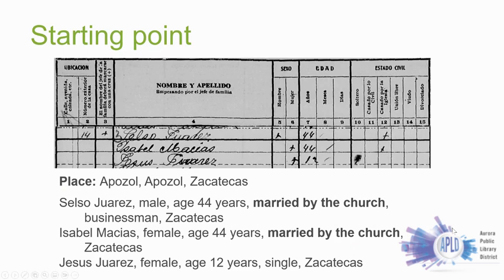So this is the 1930 census. It covers most of Mexico. There are a few gaps. And I find this record, and my ancestor, let's say, for hypothetical purposes, is Jesus Juarez. She's a female. She's about 12 years old in 1930, and she's listed in the census in the household with Celso Juarez and Isabel Macias, and these are probably her parents, although it doesn't give exact relationships in the census, and it gives their ages and their occupations and which state they say they were born in Mexico.